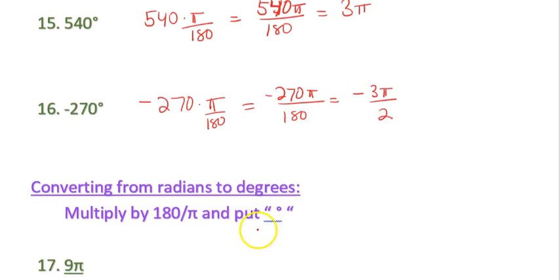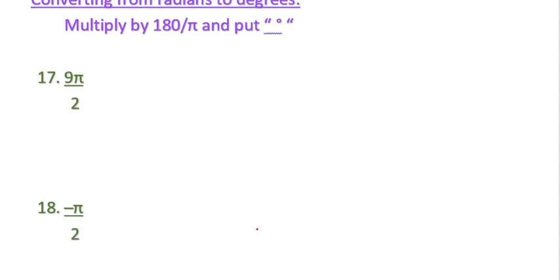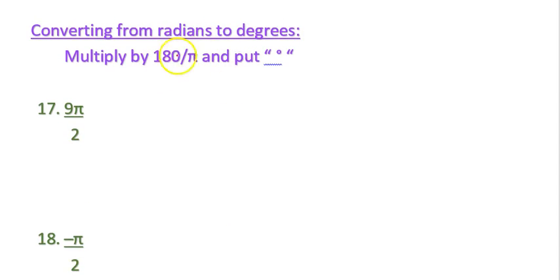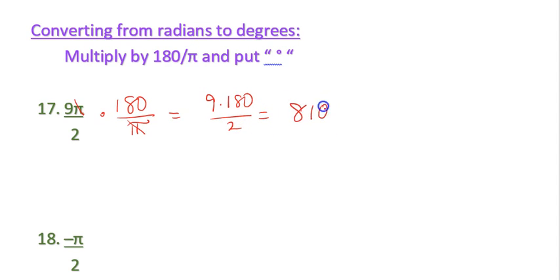And then the last thing is converting the other way, going from radians to degrees. And it's actually the opposite. You multiply by 180 over pi. So just flip what we did upside down. And then don't forget to put a degree symbol at the end, because since we're working in both, you need to know whether you have a radian or a degree as your final answer. So I'm going to take that 9 pi over 2, multiply by 180 over pi. And what should happen is the pi's cancel, and I have 9 times 180 divided by 2, and that becomes 810, and again that's degrees, so I want to make that mark.